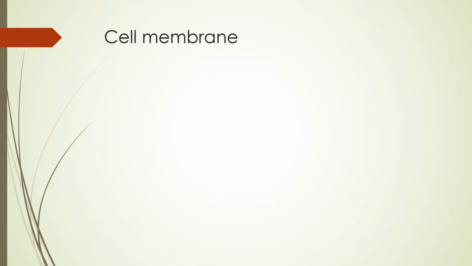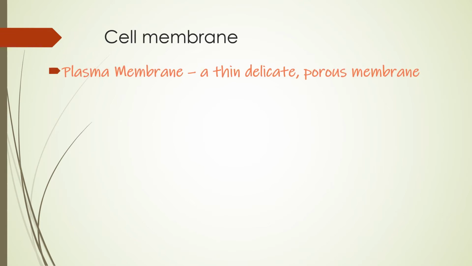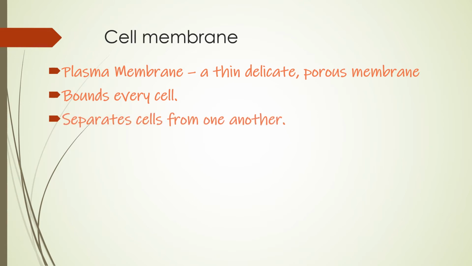Let's study about the cell membrane. The cell membrane is also called the plasma membrane. It is a thin, delicate, and porous membrane. It bounds every cell. It separates cells from one another. It gives shape to the cells.